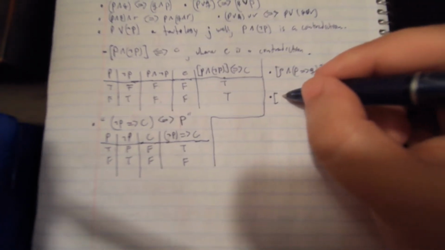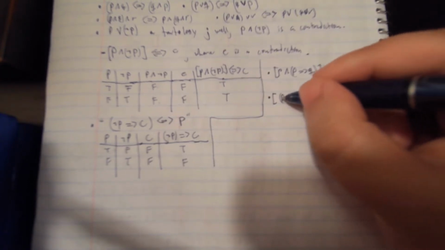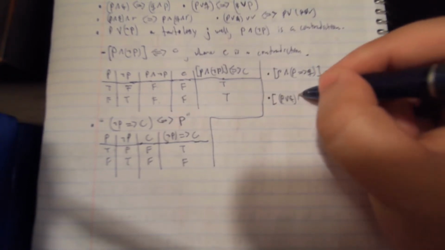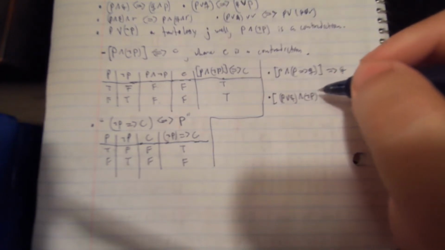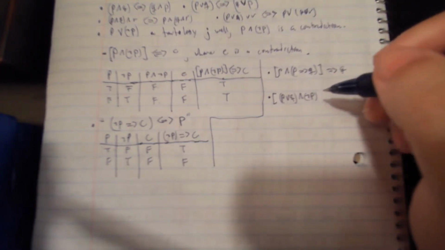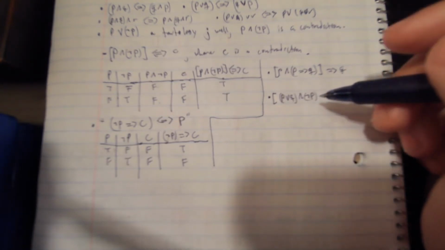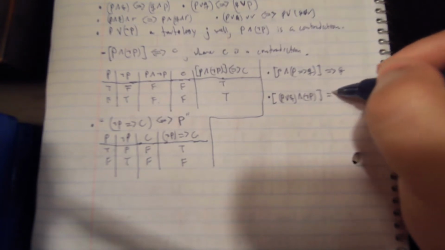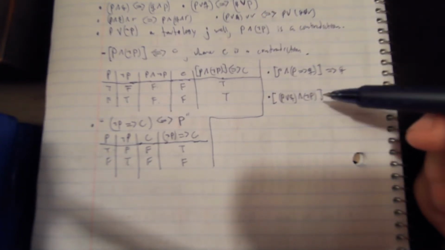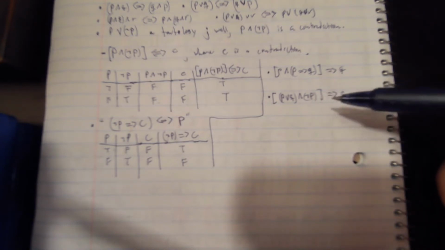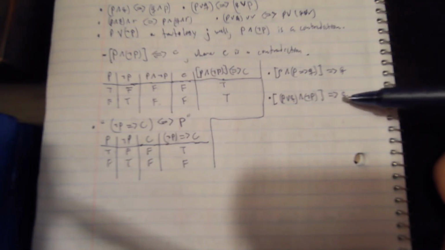Suppose you have the statement: I tell you P or Q, and also I tell you it's definitely not P. If I say P or Q, and I tell you it's not P, then you can just say it's Q, right? Does that make sense? Again, you can check with truth tables. But yes, if I say P or Q and it's not P, then it better be Q.